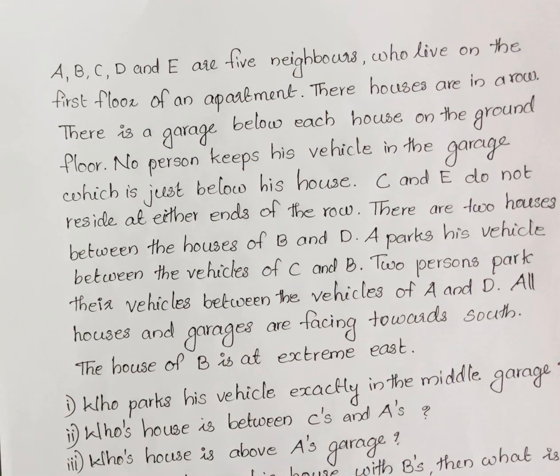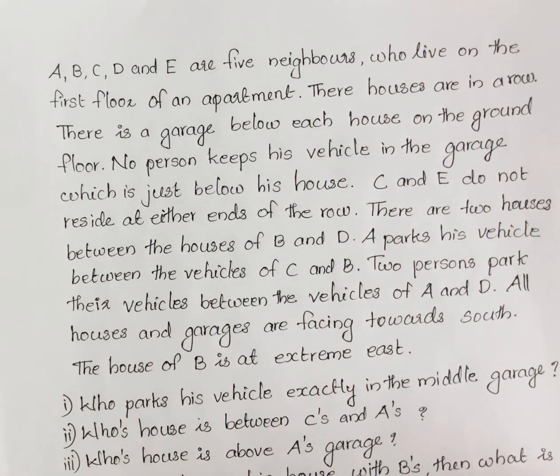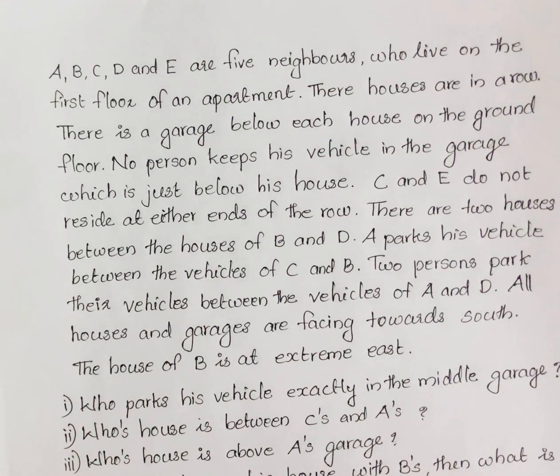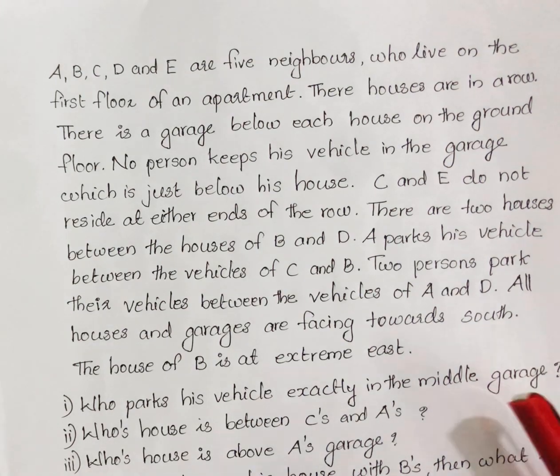C and E do not reside at either end of the row. There are 2 houses between the houses of B and D. A parks his vehicle between the vehicles of C and B. 2 persons park their vehicles between the vehicles of A and D. All houses and garages are facing towards south. The house of B is at extreme east. Okay, so these are the conditions. Then we can check how we can draw this.